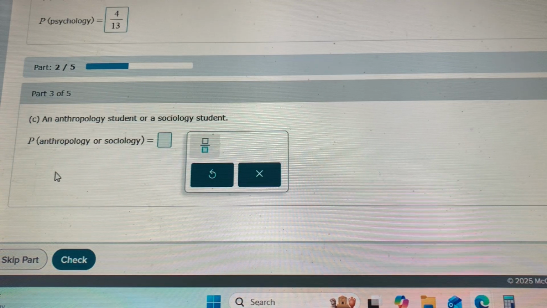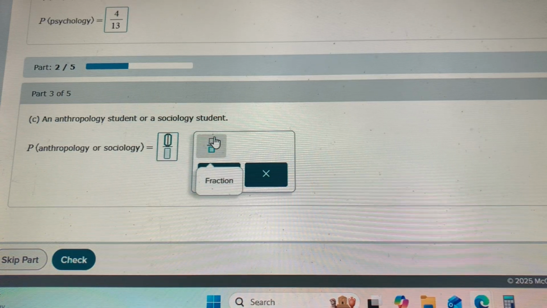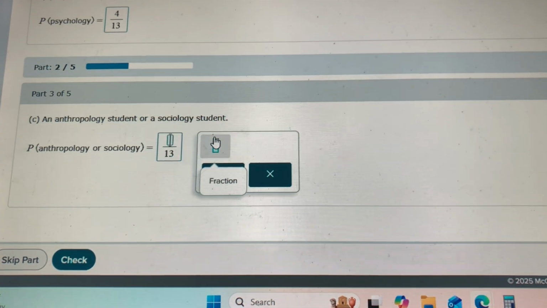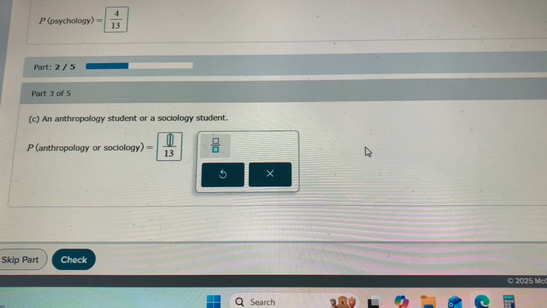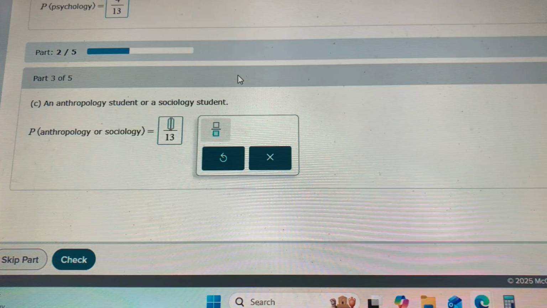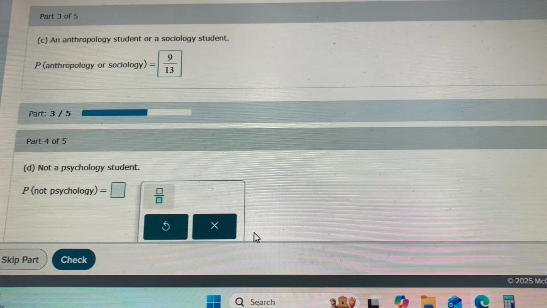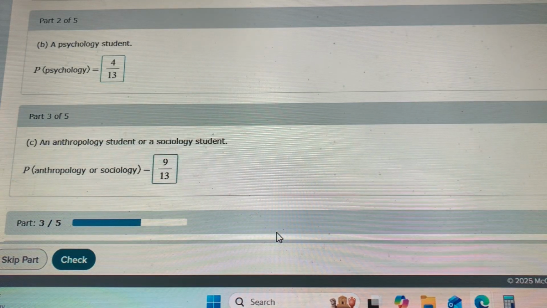Now we saw an and problem earlier. And means they both have to be true, or means either one or both can be true. So I want to count up the anthropology students, count up the sociology students, and of course it has to be over 13 no matter what. So how many anthropology and sociology students are there? There's 6 of the anthropology, there's 3 of the sociology, that's a total of 9. 9 students are either one or the other, and there's a total of 13.